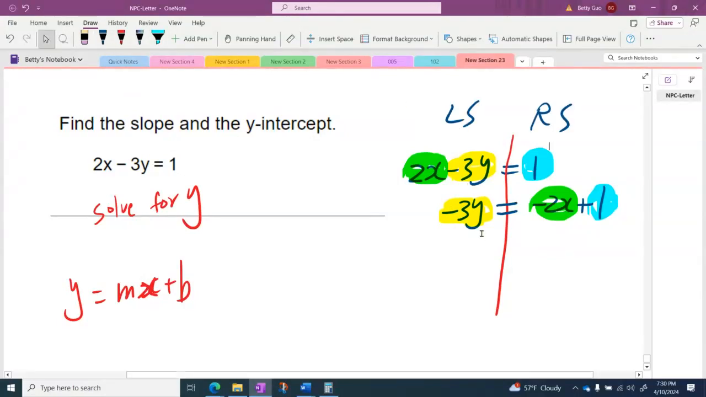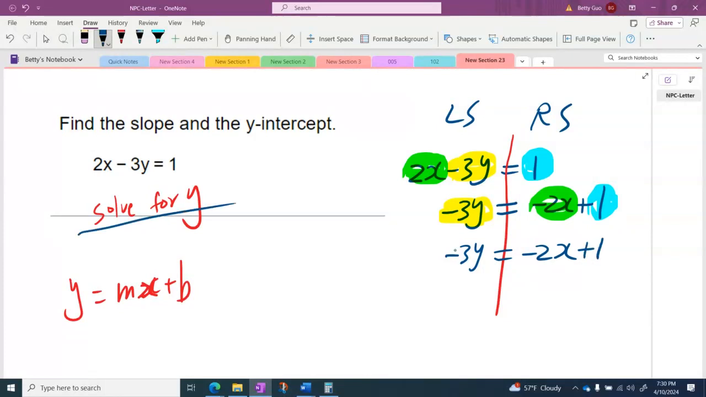So what happened is the yellow term remains on the left side. The blue term remains on the right side. All I did is move the green term from the left side to the right side. So the sign has changed. When we change the side, we have to change the sign as well. We move the green term from the left to the right, we flip the sign from positive to negative. So now we have negative 3y equals negative 2x plus 1.